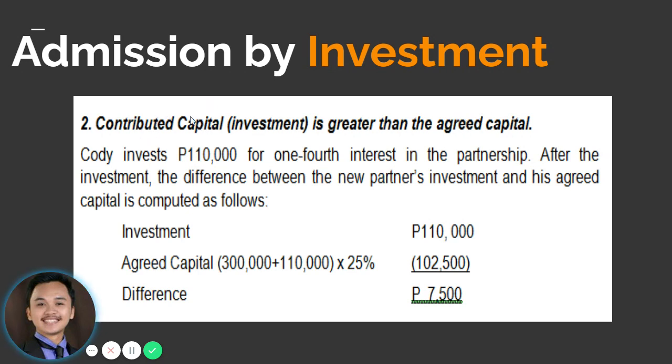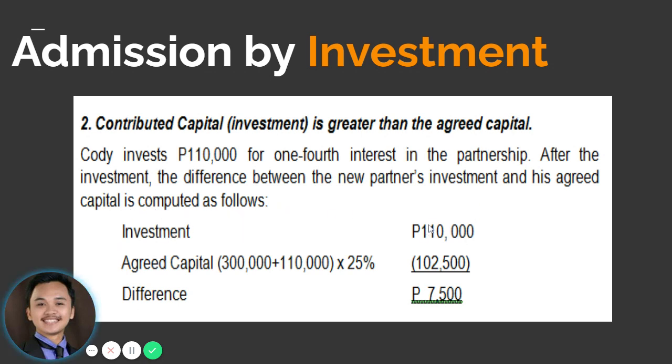So, if the amount invested is greater than what he will receive, that means there is a bonus to the existing partners. The existing partners will receive a bonus. So Cody invests 110,000 for one-fourth interest in the partnership. After the investment, the difference between the new partner's investment and his agreed capital is computed as follows.